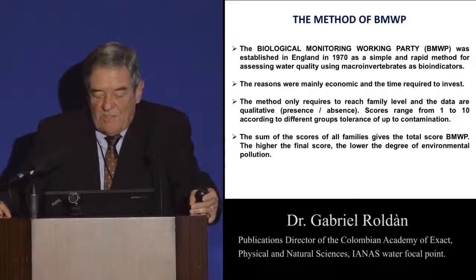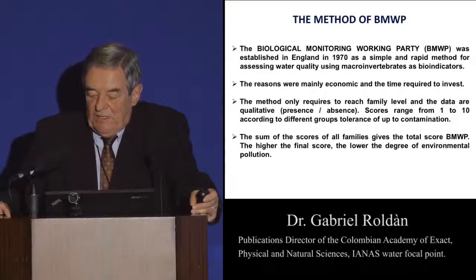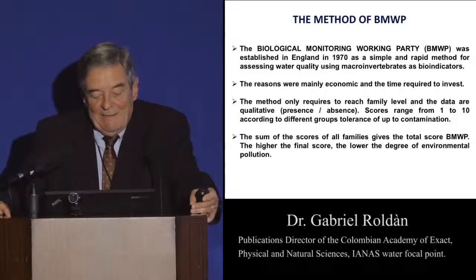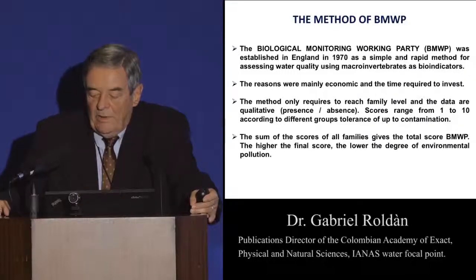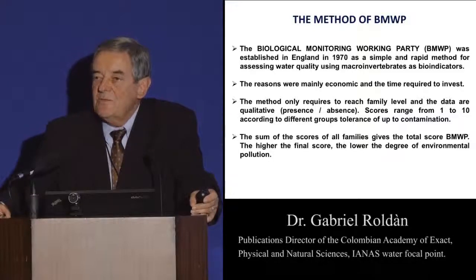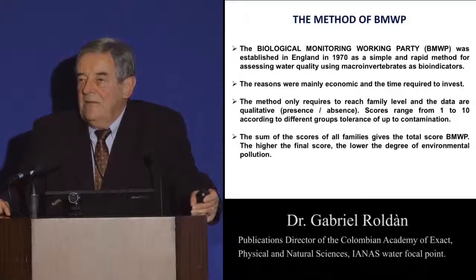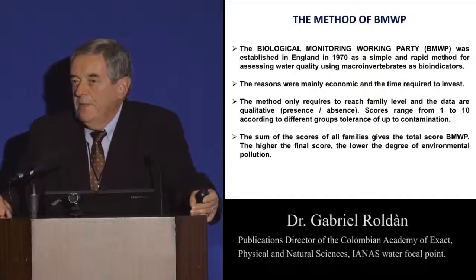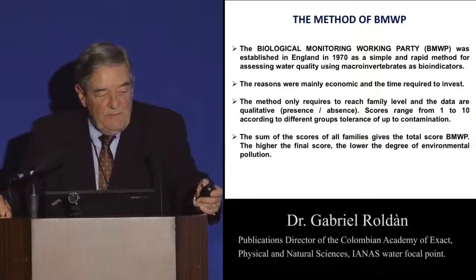And the sum of the scores of the families gives the total BMWP score. The higher the final score, the lower the degree of environmental contamination. That was in 1970 in England and Europe that this method was established.